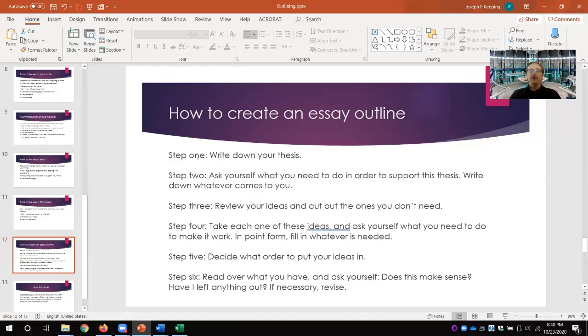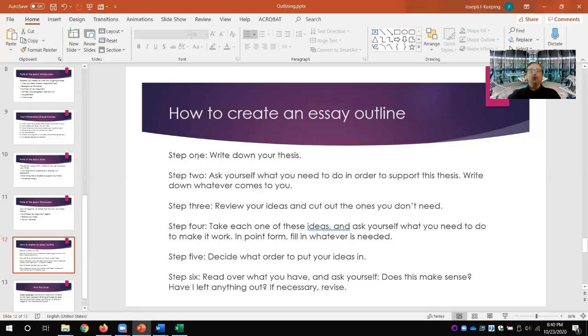Whatever the point needs for you to make it work, write that down underneath it, again, in point form. And you do this for each one of the points that you've decided that you're going to use. So after you have fleshed out all of your points, again, in point form, decided everything that you need to go in your essay, you move on to step 5.